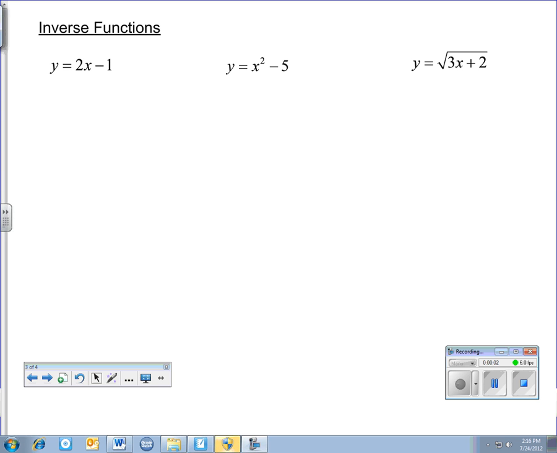To find an inverse of a function, the inverse function of a function, you need to simply replace x and y in the function and solve for y.